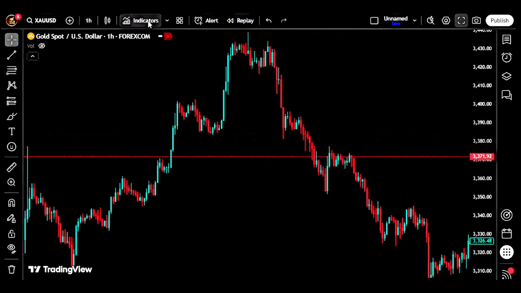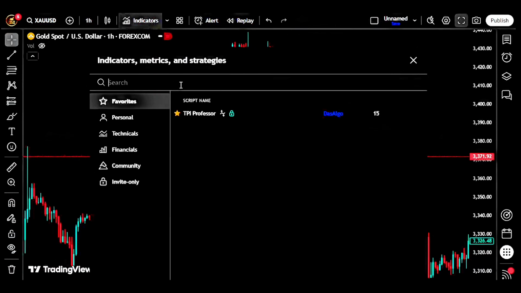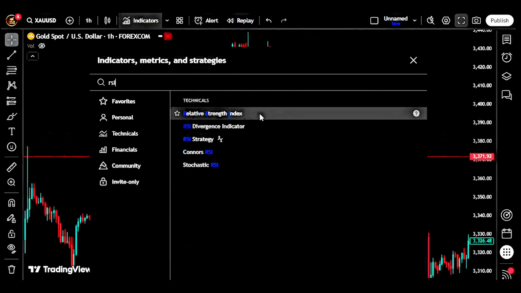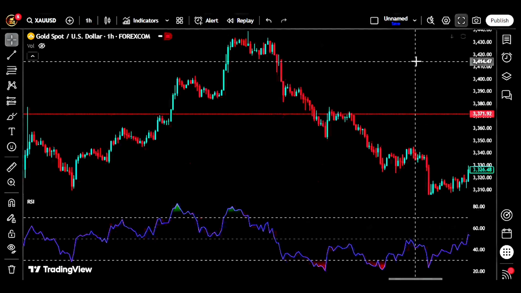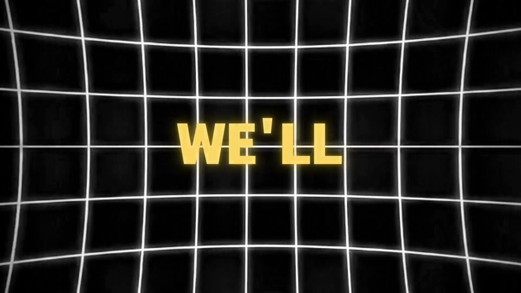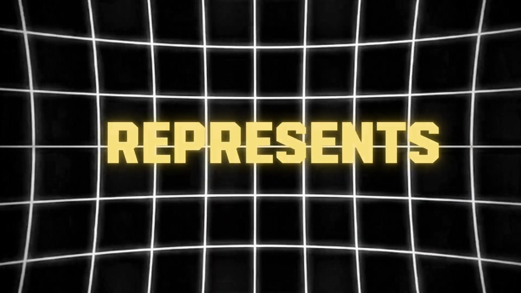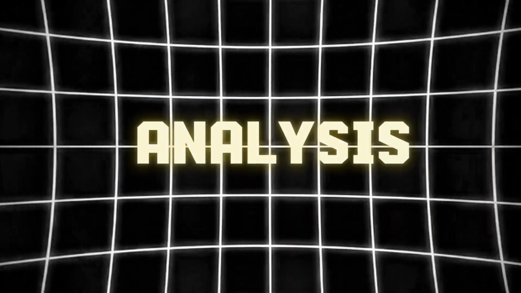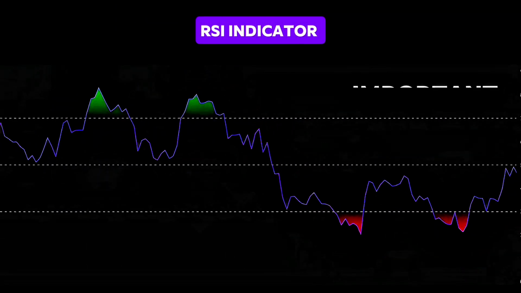First, go to the Indicator section in your trading platform. Type RSI in the search bar. This is the Relative Strength Index we want to apply. Click on it, and immediately the indicator will appear on your chart. When it first appears, it may look like a simple line graph below the price chart. Don't worry. We'll break down what each part represents so you can read it easily and use it effectively in your analysis. But here's the most important point.